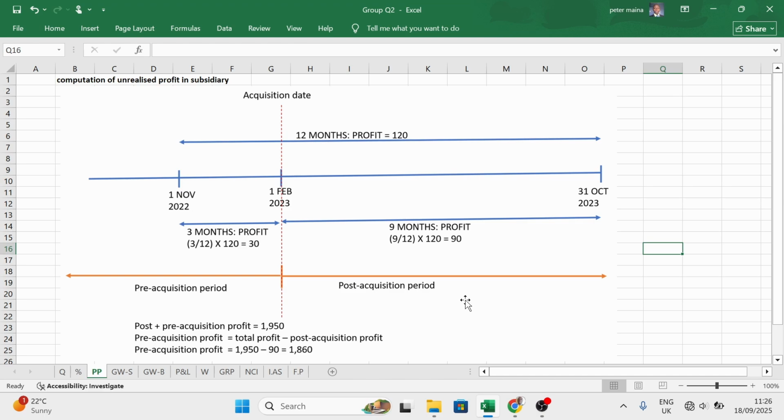So dates are very important when it comes to consolidation. So let us go back to the question so that we can look at the dates when each company was acquired.